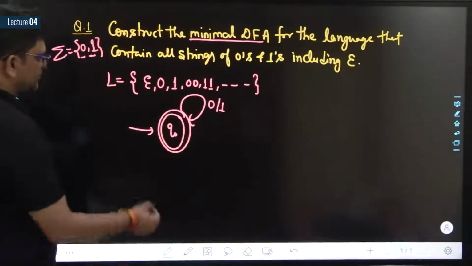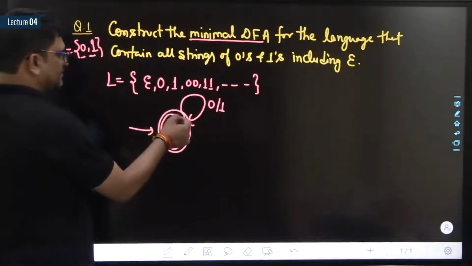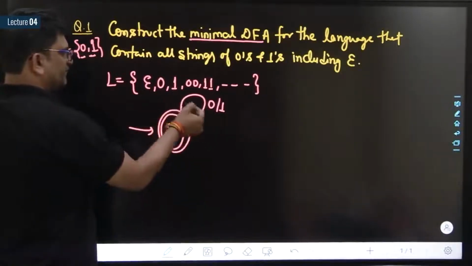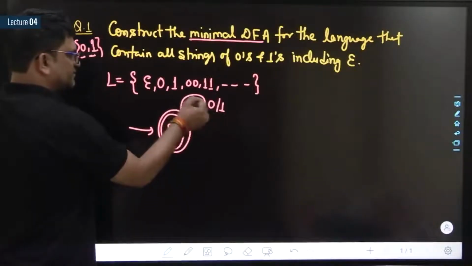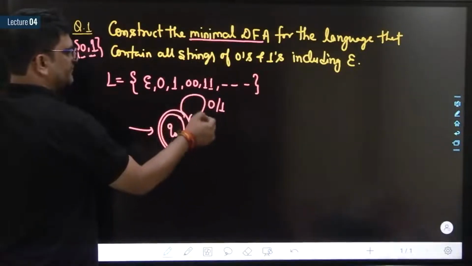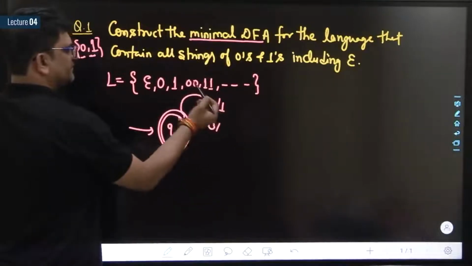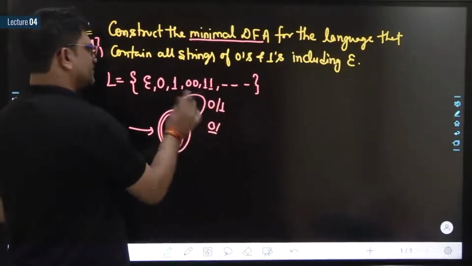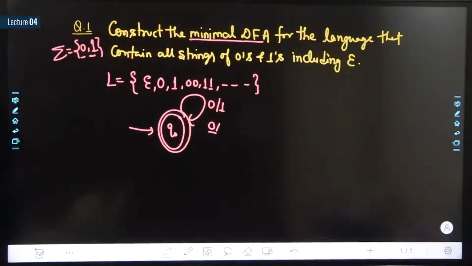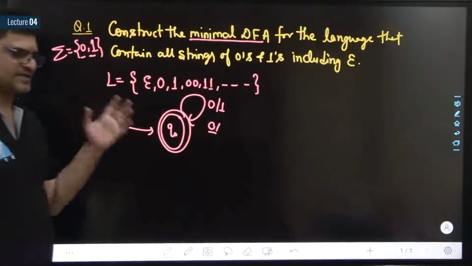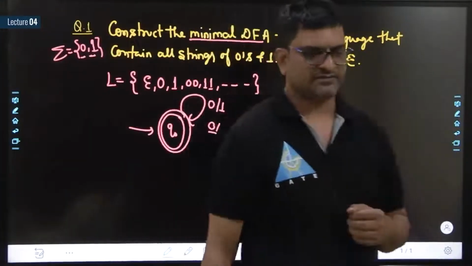Clear? You can check. It accepts 0, yes; 1, yes; 00, yes; 0011, yes; 1101, yes. First time it reads 0, second time it reads 1. So this is the minimal DFA for this language. If you have any doubt, you can ask me.